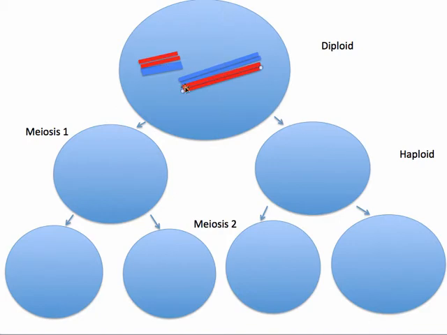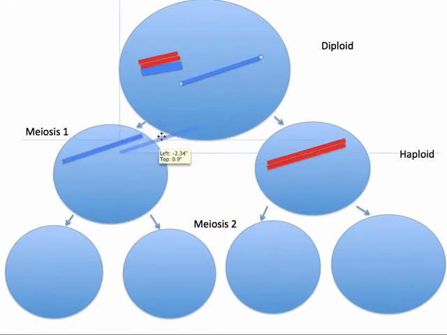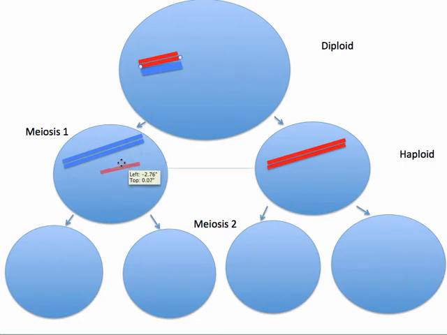So let me see if I can get that to work. I'm going to have to drag these individually. So I'm going to randomly put this one down here. And I'm going to put this one over here. Notice what's happening is that each cell is ending up with 1 chromosome from each of the original pairs, like that. Okay.